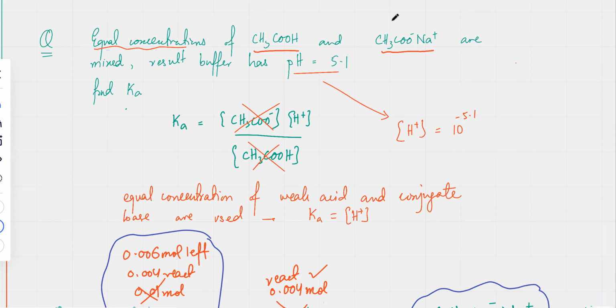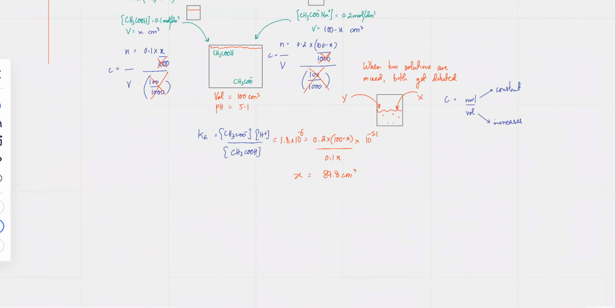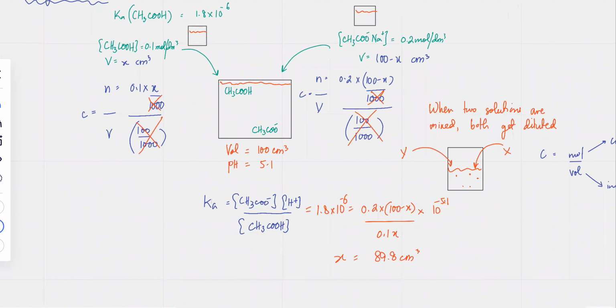Sir, I have a question. How did you calculate the concentration of hydrogen ions in the previous question? Which one? The last question over here. The pH was given. pH is the negative log of the concentration of H+, right? Yeah. And that value was given as 5.1.